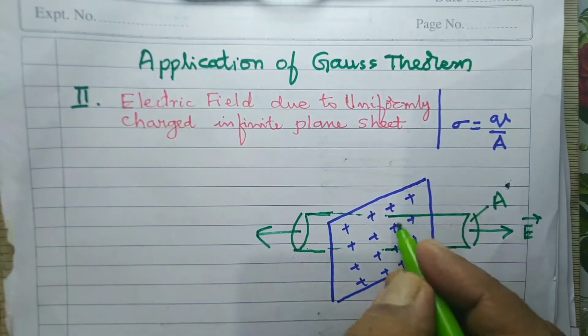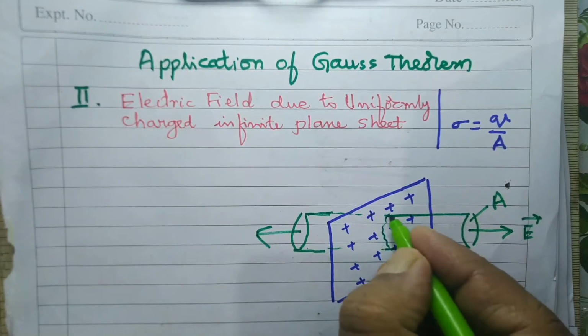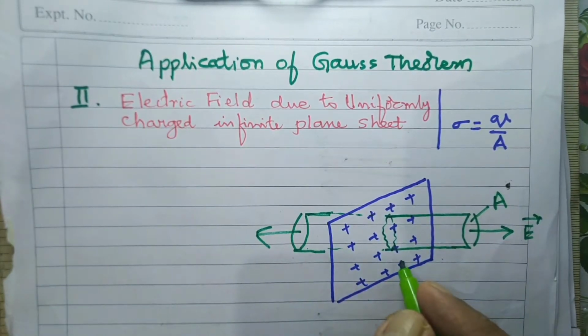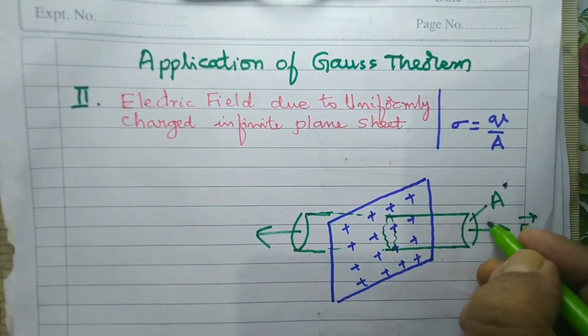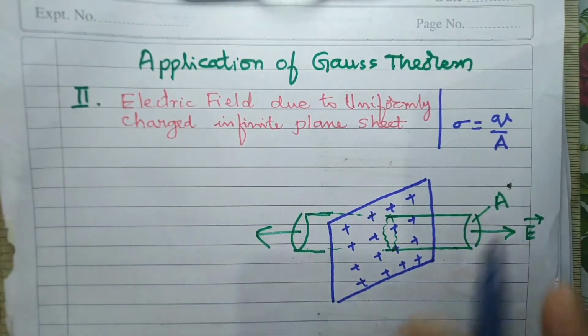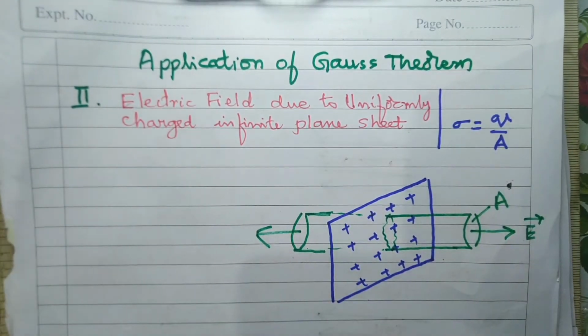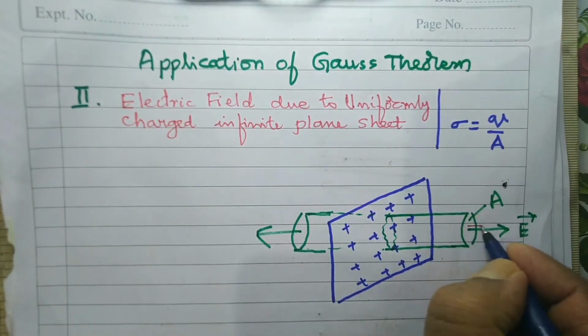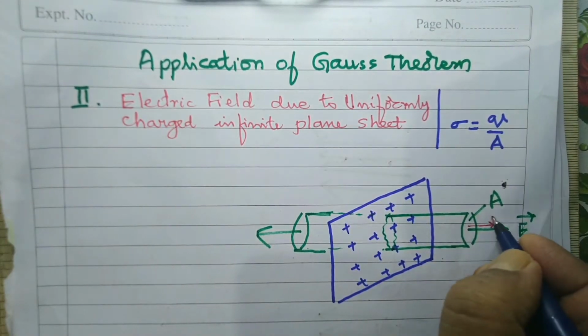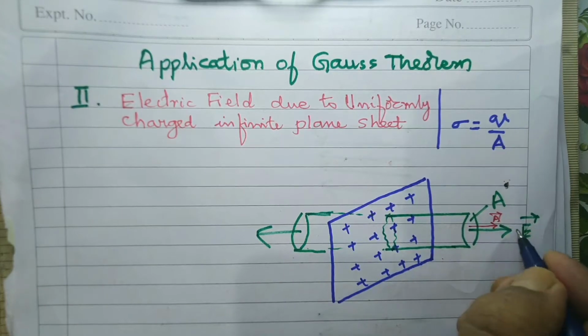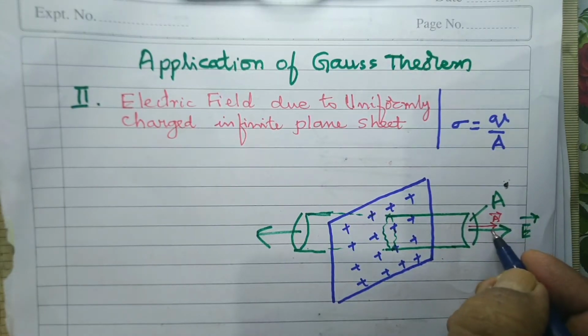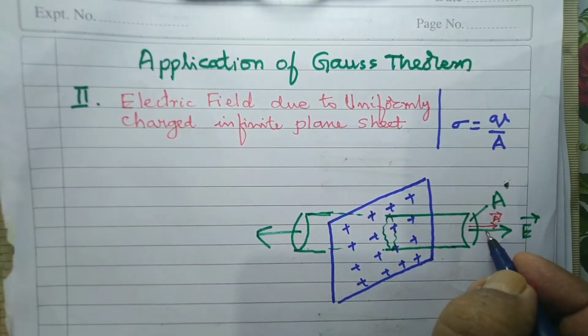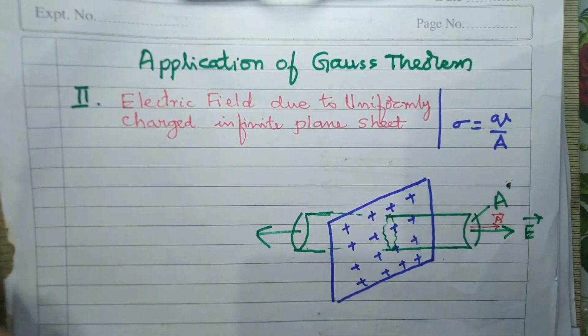Here, if you see, the electric field is going like this, and the area vector is also like this only. This cap's area vector is also like this. If you see, the direction of the area vector and electric field are both the same. Therefore, theta is 0 here. The angle is 0.